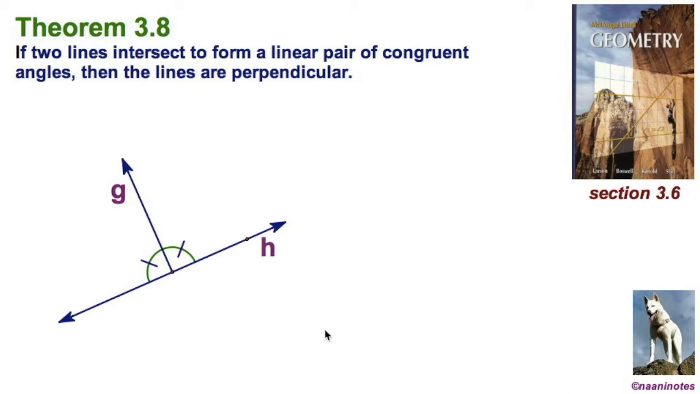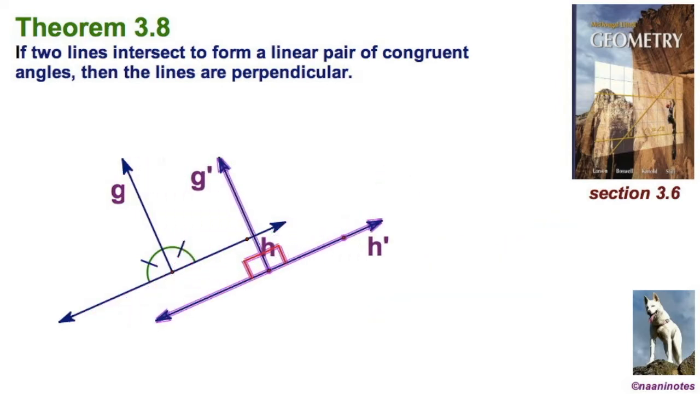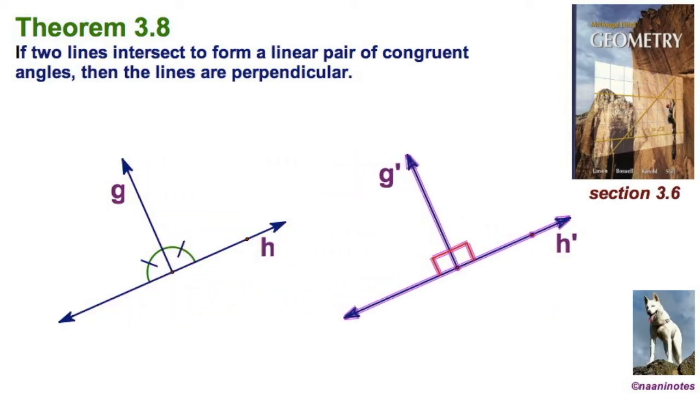Theorem 3.8 says that if two lines intersect to form a linear pair of congruent angles, then the lines are perpendicular. That makes sense. You can almost see the proof in your head: two angles in a linear pair are supplementary, they add to 180. They're congruent, so they must be 90 each. That just about writes itself. Honestly, I don't know that I've used this one a lot, but it's there.